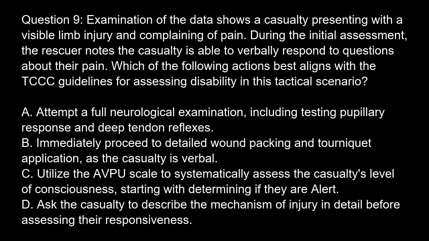Option C. Utilize the AVPU scale to systematically assess the casualty's level of consciousness, starting with determining if they are alert. Option D. Ask the casualty to describe the mechanism of injury in detail before assessing their responsiveness.